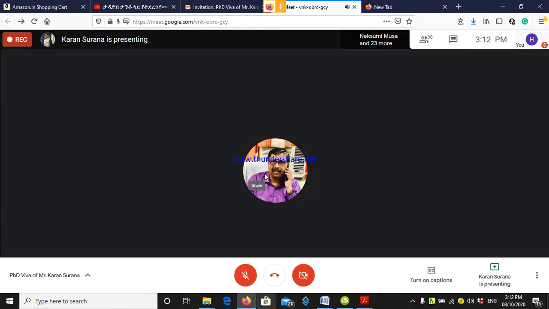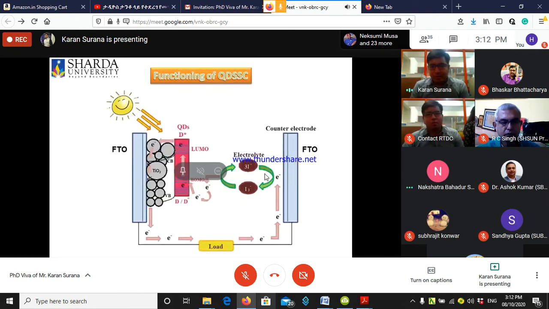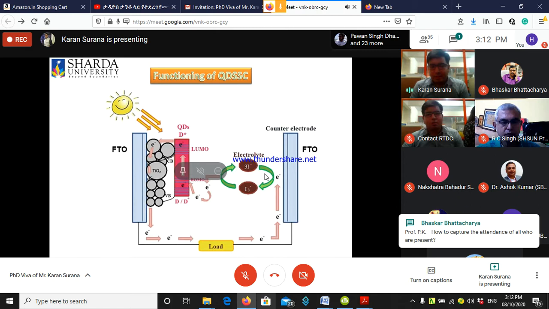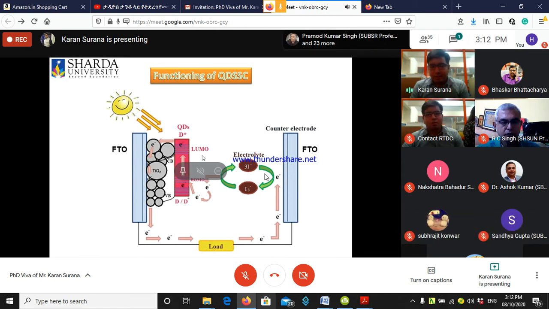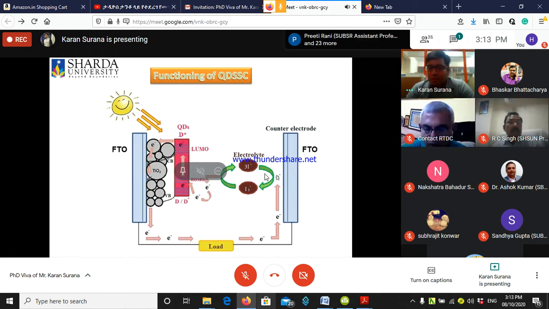Sorry, sir. So we were discussing the schematics of the quantum dot solar cell. After the electron is transferred to the TiO2, it goes to the FTO, and from there it goes into the circuit. Simultaneously, the hole which is created is transferred through the redox couple to the counter electrode. At the counter electrode, the electron and hole are recombined, thereby completing the circuit.